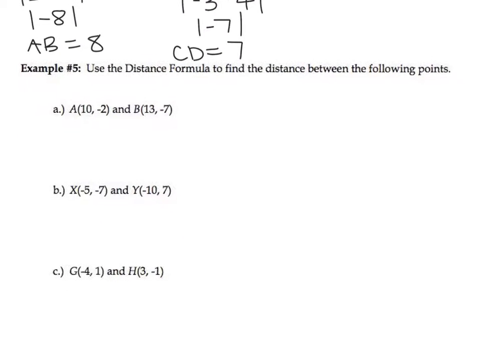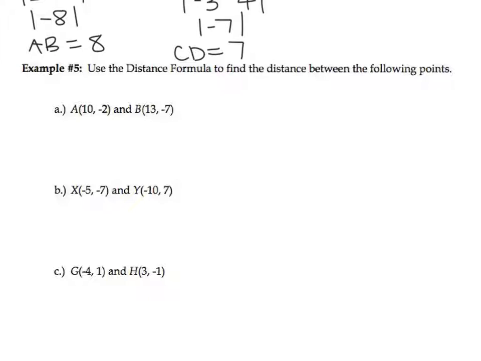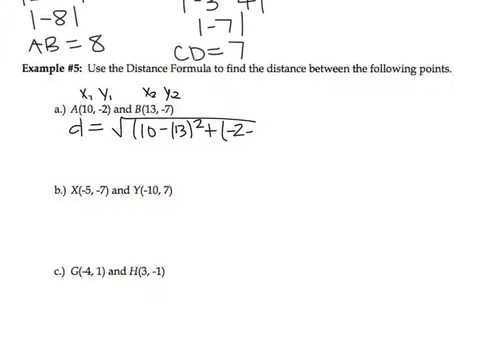So now we're going to use the distance formula to find distance between points. So we want to find the distance between point A and B, where A is at (10, -2), and B is at (13, -7). So I'm just going to label the first point A as x1, y1, and then B as x2, y2. So using my distance formula, we have x1, 10, minus x2, 13 squared, plus y1, -2, minus y2, which is -7 squared.